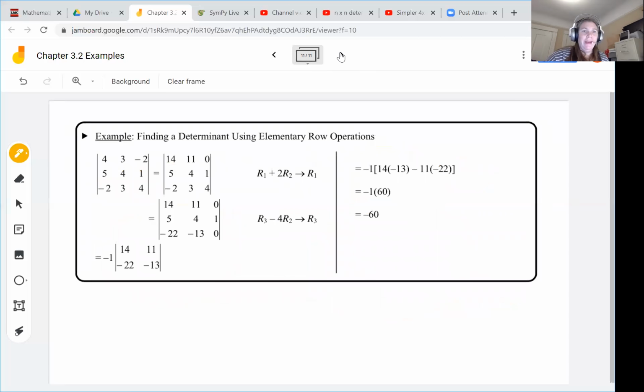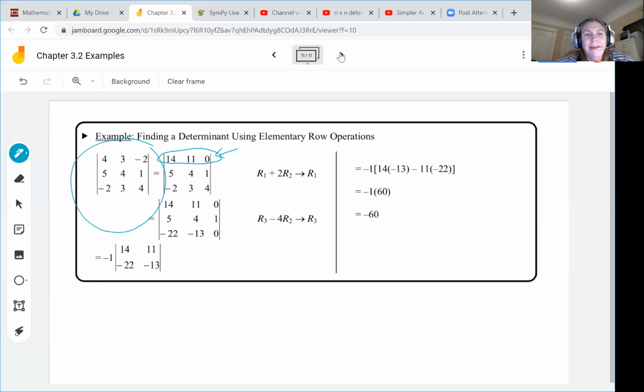Okay, so let's take a look at an example. So here is our matrix. We're going to start with, and it doesn't have any zero entries. So we are going to work towards getting some zero entries to make our expansion by cofactor easier. All right, so I'm going to do row 1 plus 2 times row 2 and replace that with row 1. So that gives me here a new row 1. And I did this to get a 0 here in the position row 1 entry 3.